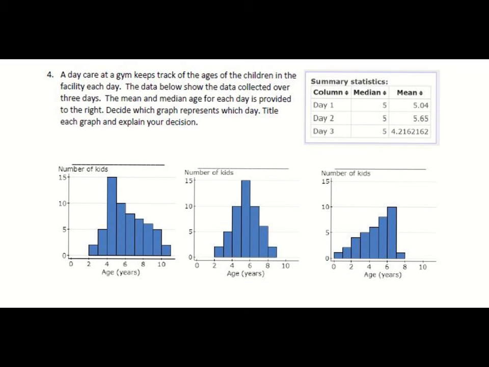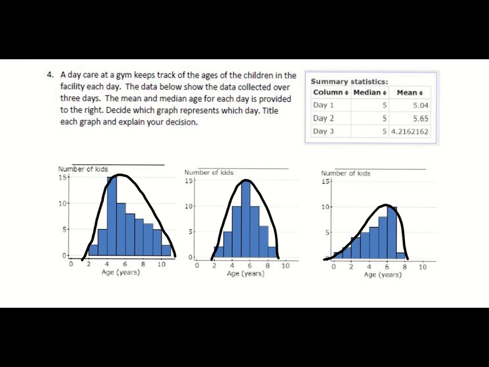Okay, on this graph, you're really not given much. So the main thing to do is to figure out the shape. I'm going to look at these graphs and figure out which is which. It looks like the middle one is more symmetric than anything. I'm going to look at the middle one, my number of kids. This one looks more symmetric.